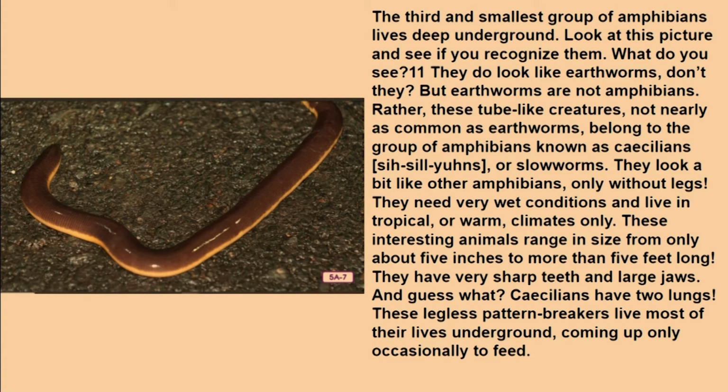They need very wet conditions to live in, tropical or warm climates only. The interesting animals range in size from only about 5 inches to more than 5 feet long. They have very sharp teeth and large jaws. And guess what? Caecilians have 2 lungs. These legless pattern breakers live most of their lives underground, coming up only occasionally to feed.